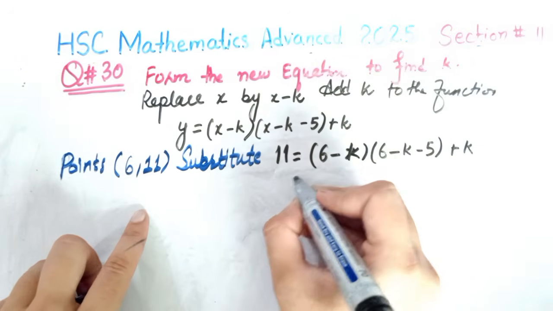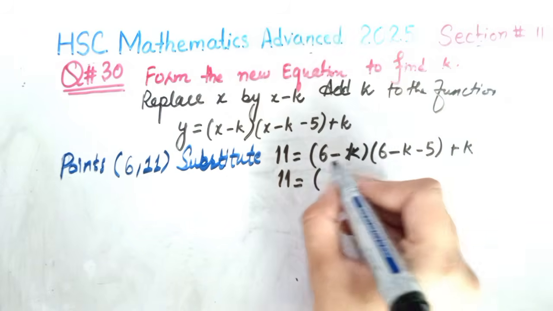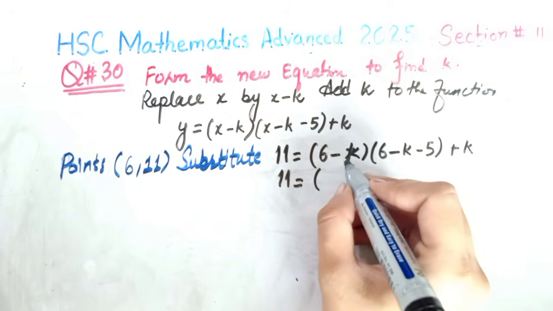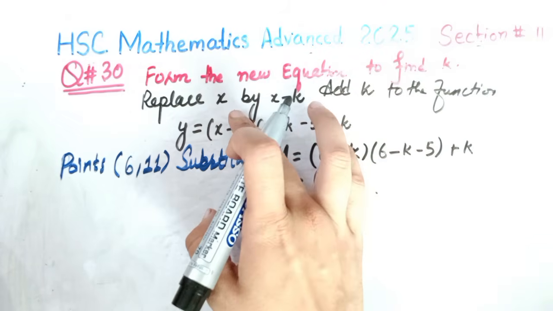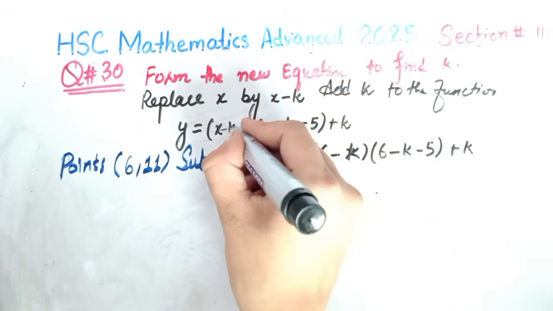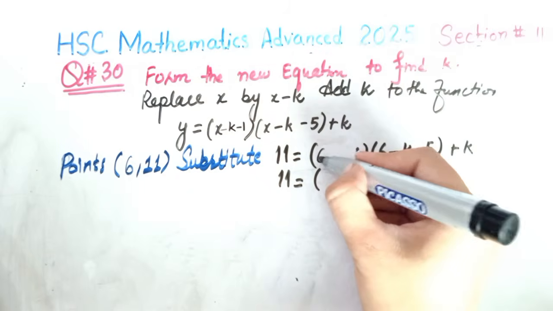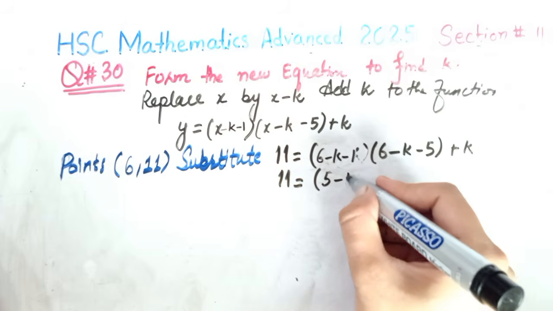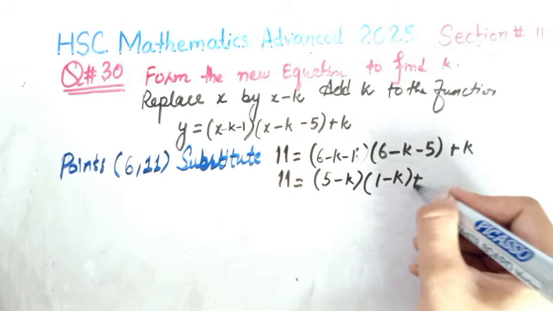So what will this become? 11 equals (6 minus k)(6 minus k minus 5) plus k. So again we write this as (6 minus k)(6 minus k minus 5). So this is 5 minus k and this is 1 minus k, and plus k.